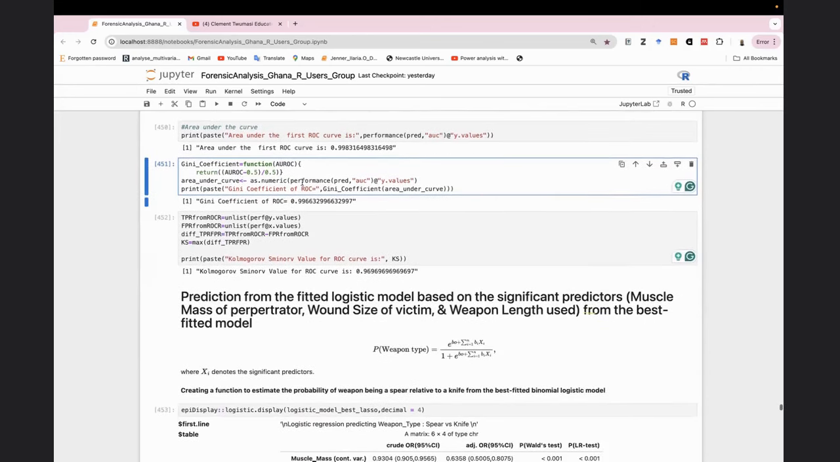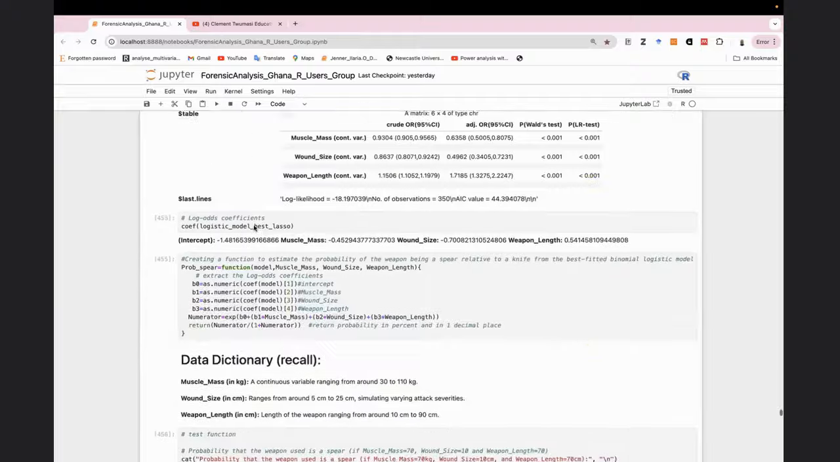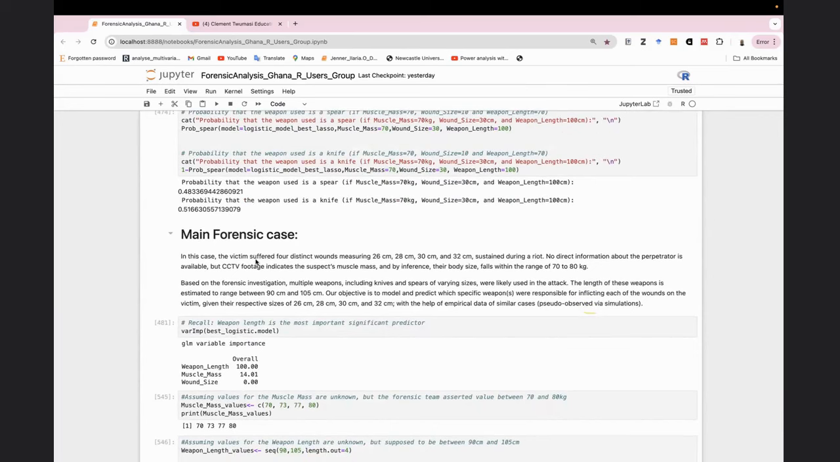Are we okay? Now, after doing this, the next thing is to make specific predictions, because don't forget the whole forensic problem. Let's remind ourselves. We said that we found a certain victim. The victim has 4 wounds, with different wound sizes, and we want to be able to tell for each wound whether a knife or a spear was used. And this is a new individual who has nothing to do with the data we used.